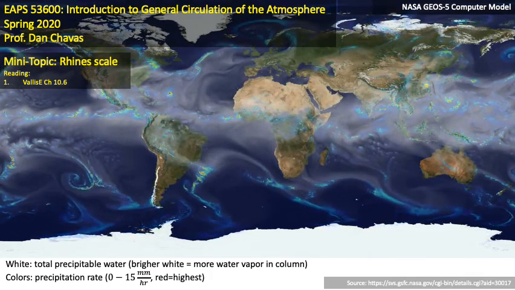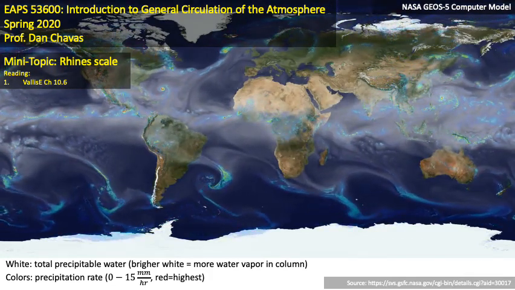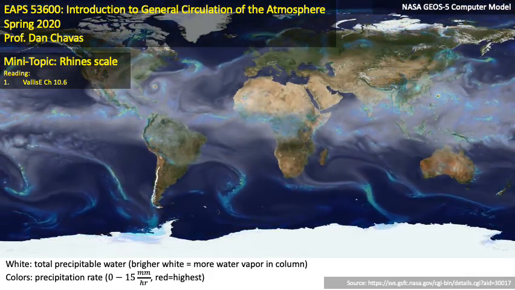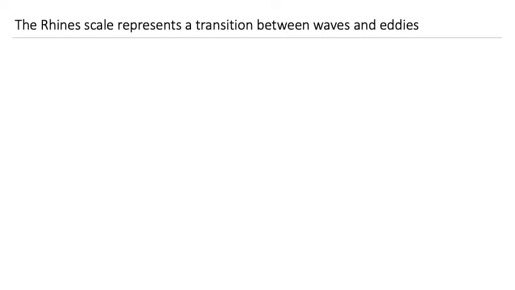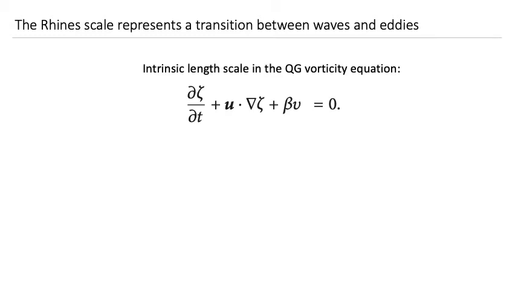So the Rhine scale is the first topic, and there's some reading in Vallis Essentials, chapter 10.6 with this. The Rhine scale represents a transition between waves and eddies in a turbulent fluid. So what does that mean? Ultimately, it is the intrinsic length scale in the quasi-geostrophic vorticity equation.